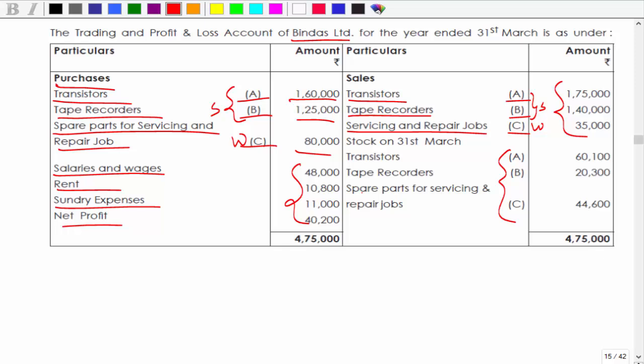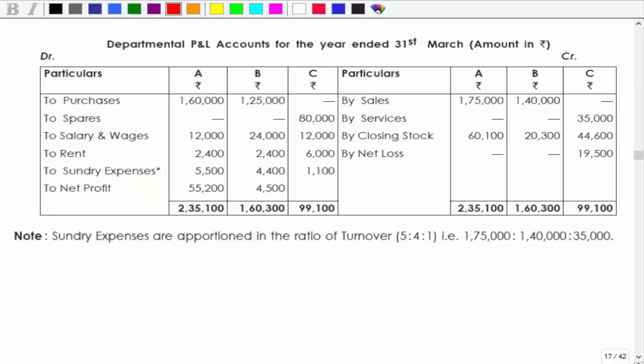So workshop has spare parts, okay, as opening stock or say purchases, and again they have spare parts as their closing stock, and their income is mainly out of servicing and repair, whereas the showrooms they have purchased transistors and tape recorders, okay, then they sell transistors and tape recorders and they have stock of transistors and tape recorders. Okay, with this background we have to prepare departmental accounts. It means now we have to distribute all these items between those three departments. So let's get started. We have to prepare departmental P&L accounts for the year ended 31st March.